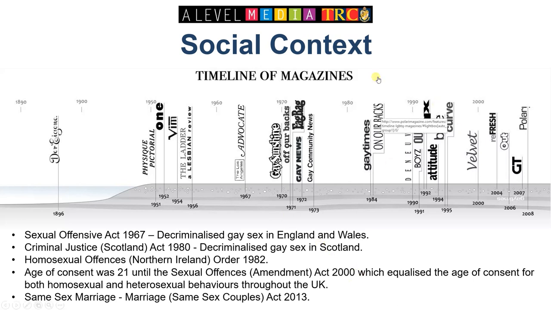Having said that, if we look at the timeline of gay magazines here, there have been gay magazines around since 1896 in one way or another. I mean, this is internationally, obviously, I say internationally, it's mainly Britain and America. But as you can see, the key thing, Gay News is a very important magazine, Gay Times is a very important magazine. But Attitude's only been around since 1994, so it's pretty recent. Well, 25 years, obviously.